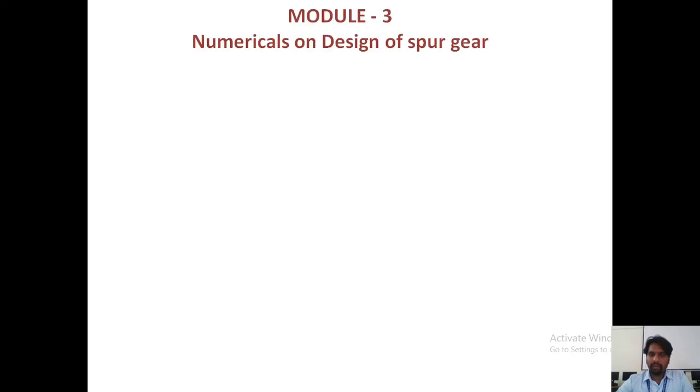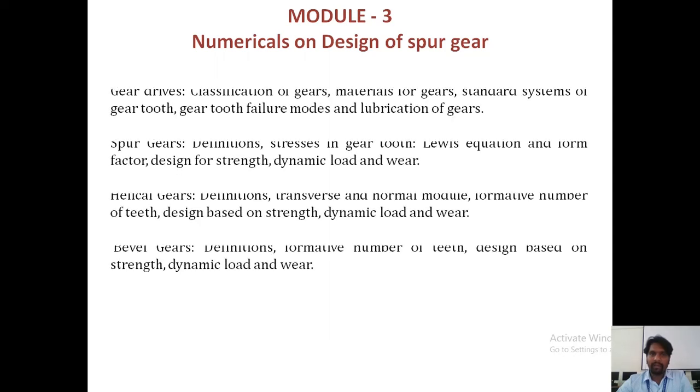So in today's video lecture, I will take up module 3, the design of spur gear, helical gear and worm gear. But for today's presentation, I will go through the numericals on design of spur gear. So before starting the simple numerical on design of spur gear, I will go through the syllabus.